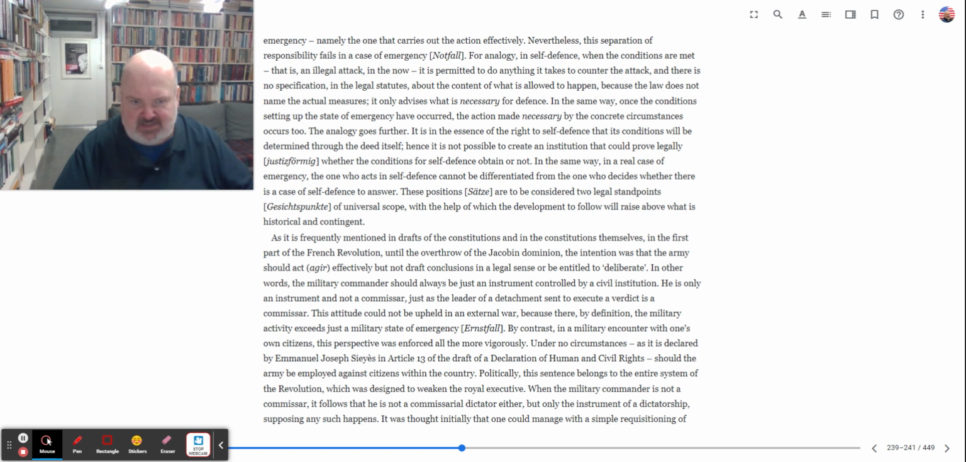Hence, it is not possible to create an institution that could prove legally whether the conditions for self-defense obtain or not. In other words, there's no way you can create a body that could prove legally whether the conditions of self-defense obtain. What are the conditions of self-defense? You have to be threatened. You have to feel threatened. Therefore, this is going to be hard to prove in the formal sense, not after the fact, but prior to exercising it. In other words, this is the exercising of the defense, not the judging of the act after the fact, but judging it just as it's about to happen.